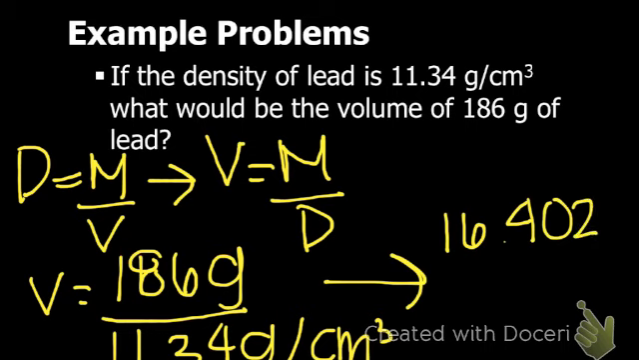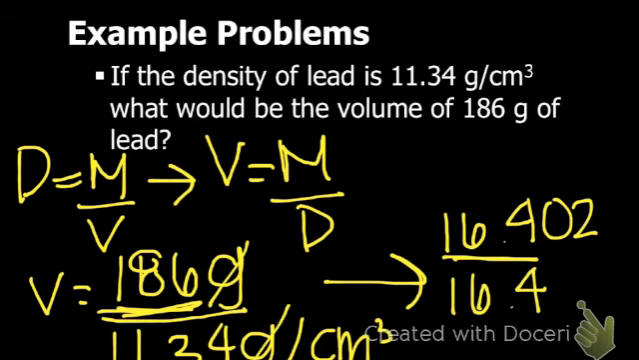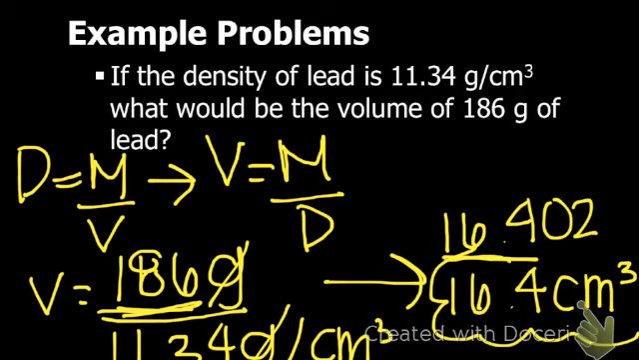So looking at this, we see we had 3 sig figs in the top, so we have to have 3 sig figs in our answer. So our final answer will be 16.4. And then we look at our units, the grams cancel out. So we're left with 16.4 cubic centimeters, which is what we want because that is an answer in volume. So that's what you get.